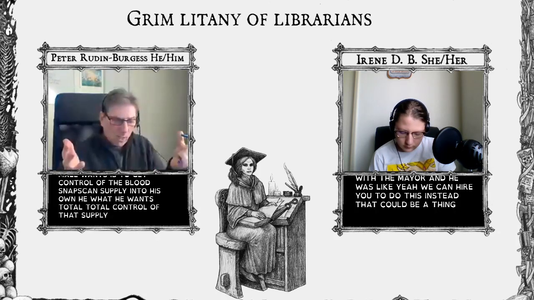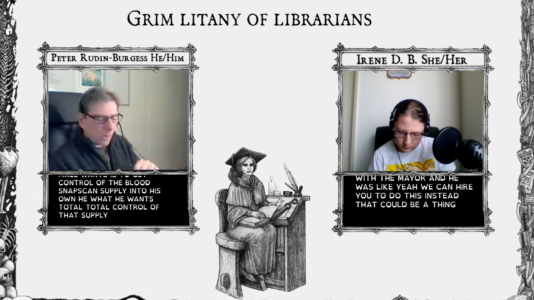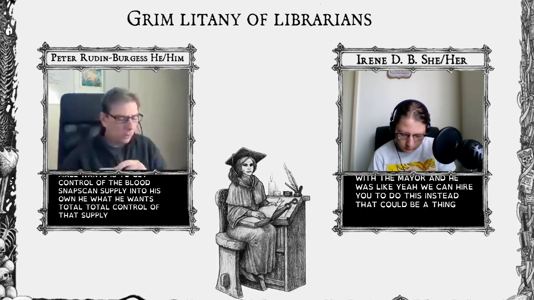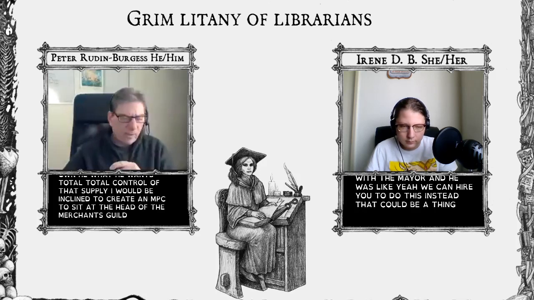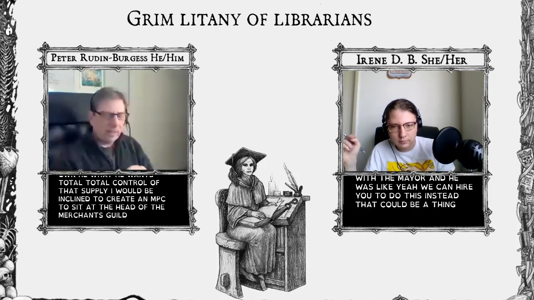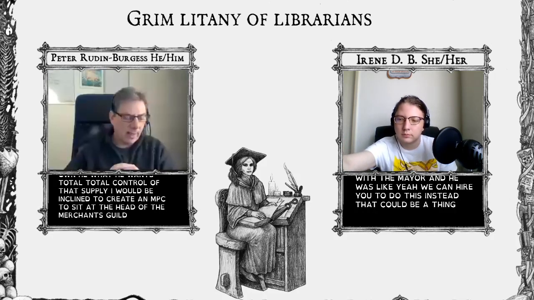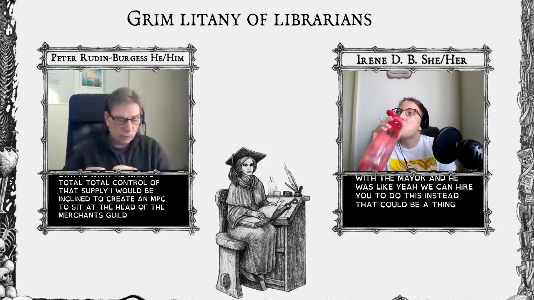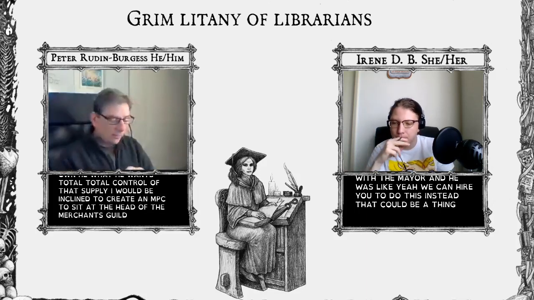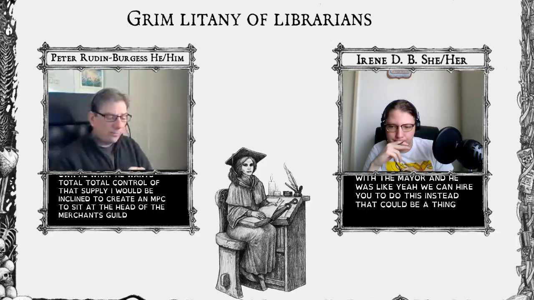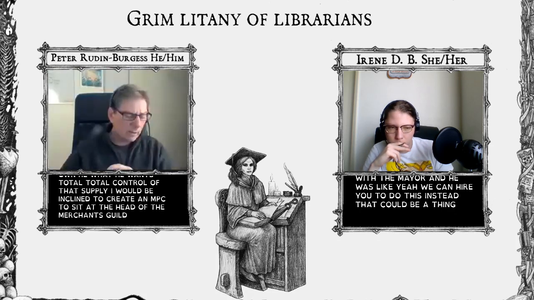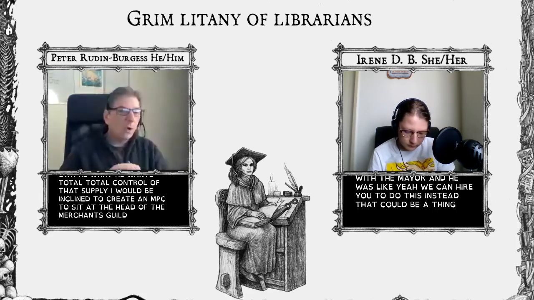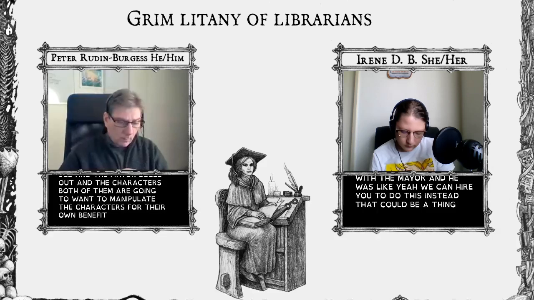I would be inclined to create an NPC to sit at the head of the Merchants Guild. So you've actually got the winner and the loser of this conflict there as NPCs. If the mayor's successful and he gets control of the blood schnapps, then the head of the Merchants Guild is going to be the person that loses out. If the head of the Merchants Guild succeeds and the mayor loses out, both of them are going to want to manipulate the characters for their own benefit. That's what I would be inclined to do at the moment.